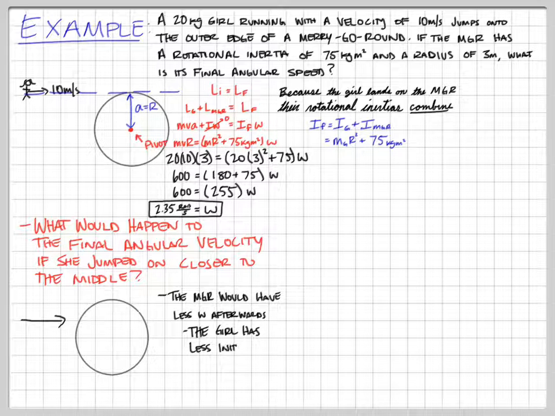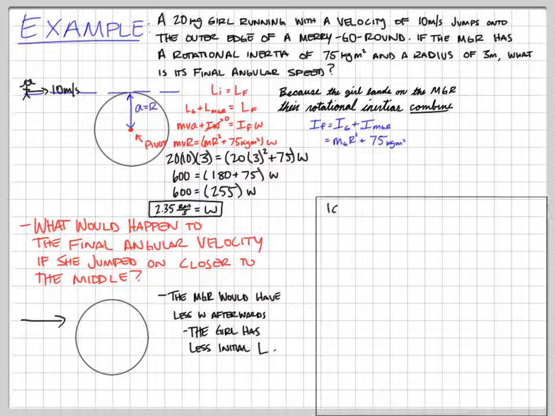And we'll say it again. The girl has less initial angular momentum. So the system is going to have less final angular momentum. All right.